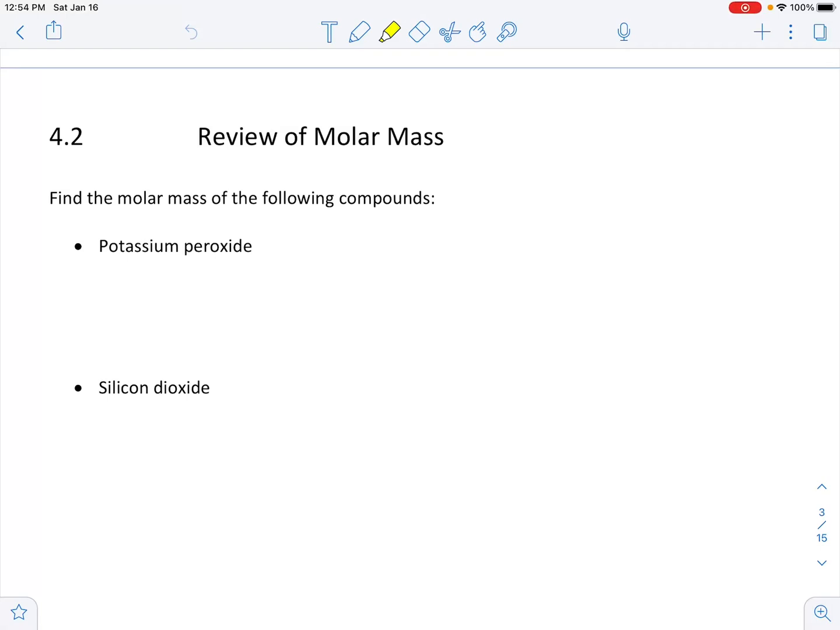Today we are going to talk about percent composition, but first we must review molar mass. So remember, this review goes on the left side of the notes that you took about molar mass. That way you can look back and forth. You're supposed to find the molar mass of two substances. We've got potassium peroxide and silicon dioxide. So hit pause and meet me at 4.3.